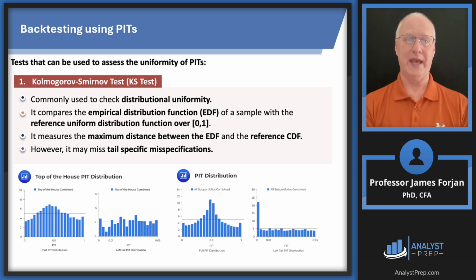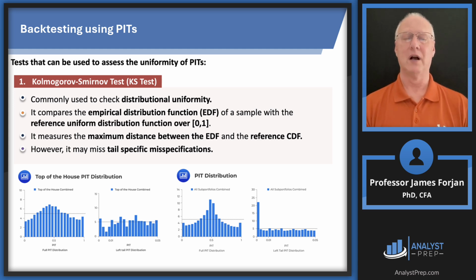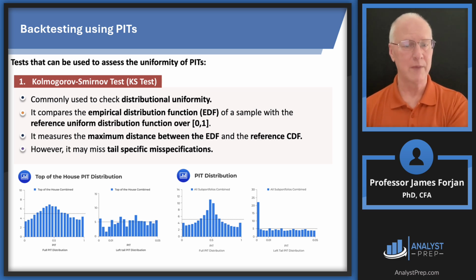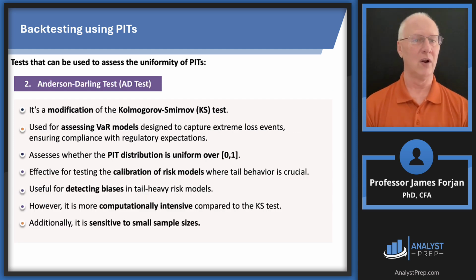Now, the problem with the KS test is that, look at that last bullet point, it may miss specific tail specification. So we call that misspecification down there. So that's probably another good exam question. The KS test is a good one to start, but it somehow doesn't always capture that tail risk, which brings in this next test, the Anderson-Darling test.